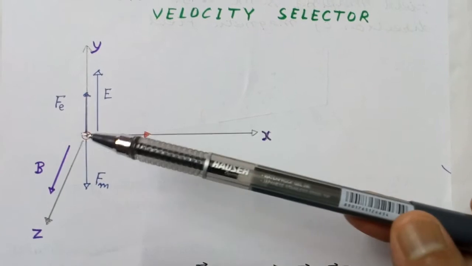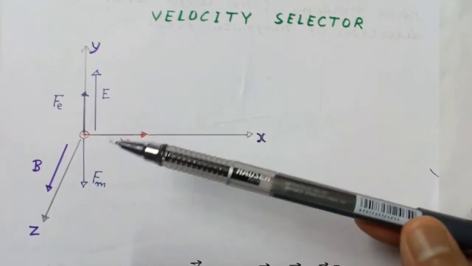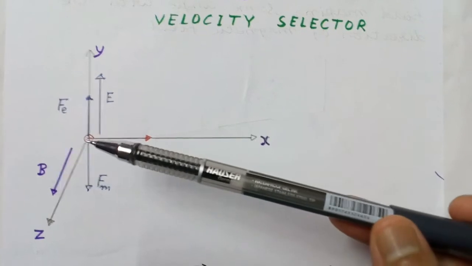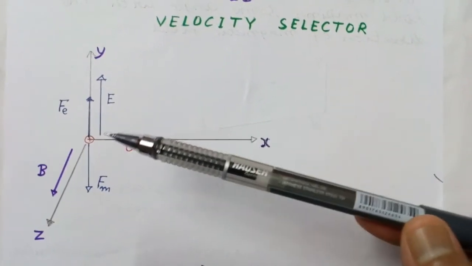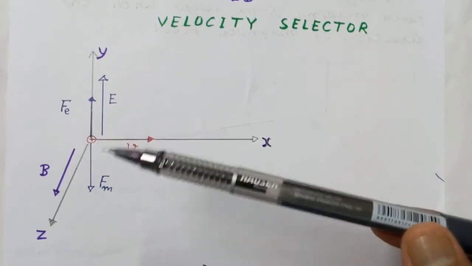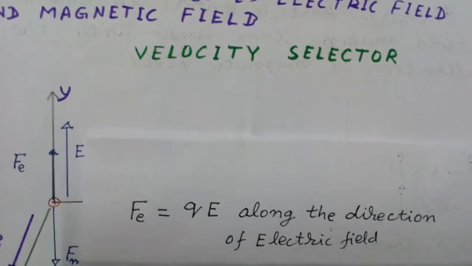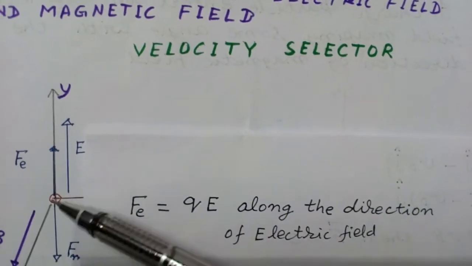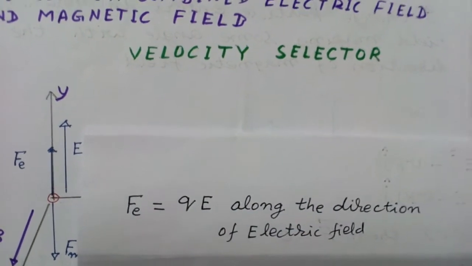to these fields. Now we know that when a charge Q is in electric field of value capital E, then electrical force acting on this positive charge is QE and its direction is along the direction of electric field. So electrical force on this charged particle plus Q is Q into capital E.